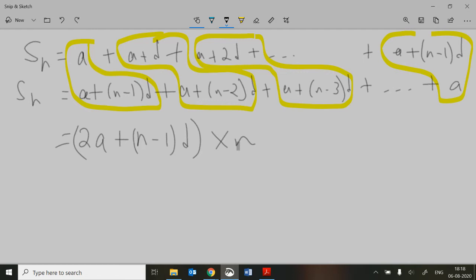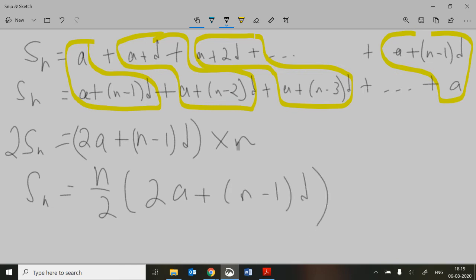Oh, but it's not Sn anymore, is it? Because I've now added 2 lines together. So I've actually got 2 Sn. Okay, so Sn is now equal to n divided by 2, the n to the front as well, and then I'm left with this thing, 2a plus n minus 1 lots of d. That is the formula for the sum of the first n terms of an arithmetic sequence or an arithmetic progression. Now there's another version of this which is pretty nice.